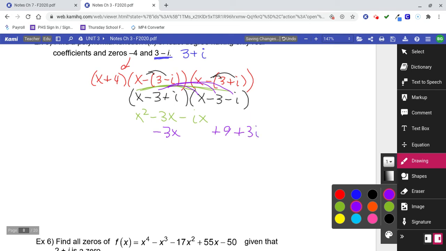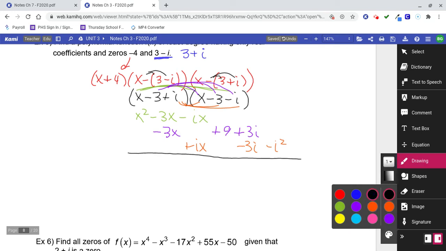Notice I'm trying to line up like terms. You don't have to write it like this, but I do this because I like to line up my like terms. Then we're going to distribute the last term, the third term. We've got a plus ix and minus 3i and minus i squared. Minus i squared is going to be minus -1, or plus 1. So it's actually a like term with the 9.